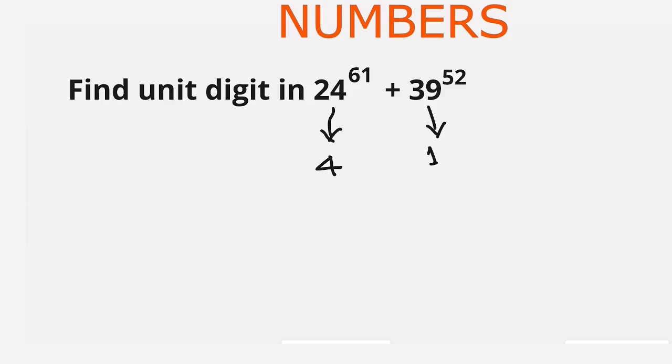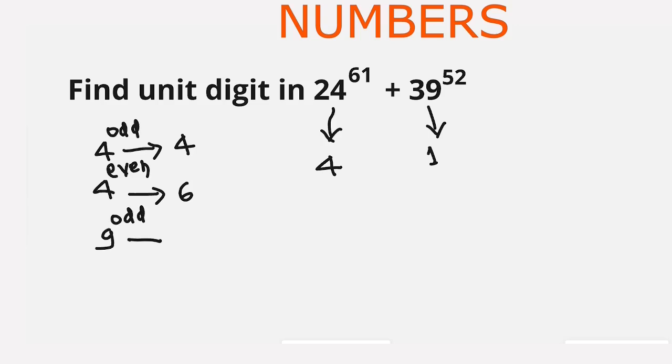As we know, when the power of 4 is odd, the unit digit is 4, and when the power of 4 is even, then the unit digit is 6. Here the power in 24 to the power 61, 61, is odd, so the unit digit will be 4. And similarly, when 9 has an odd power, it is 9, and when 9 has an even power, then the unit digit is 1. And in 39 to the power 52, 52 is even, so the unit digit will be 1 in the expansion of it.